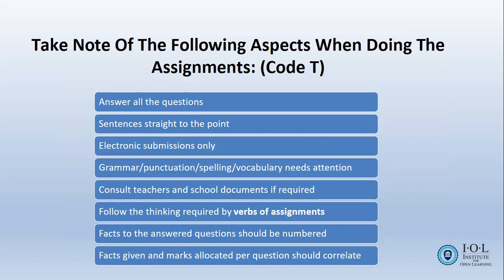Take note of the following aspects when doing the assignment, which is code T. You must answer all the questions, and it's electronic, so you must type out everything. Sentences straight to the point. Mind your grammar, punctuation, spelling, vocabulary, and then consult teachers if need be. If you require school documents, ask for them from the teachers. If not, especially the syllabus, you cannot do SPS without the syllabus. Download it from NIAT's website.